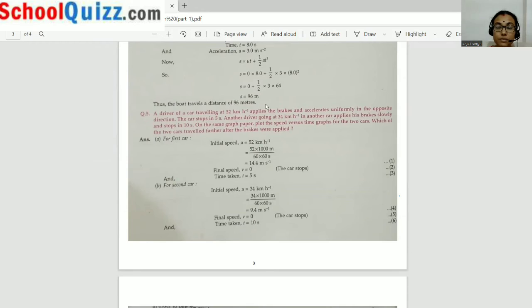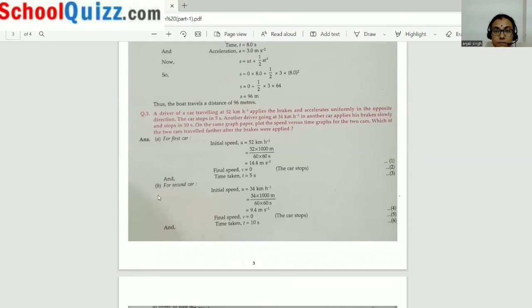A driver of a car traveling 52 km per hour. Okay, so the initial speed is 52 km per hour. That will be kilometer per hour, convert it into meter per second, because here the time is given in the form of seconds. So you have to convert it. So 52 multiplied by 1000 divided by 3600, or you can directly multiply it by 5 by 18. 52 multiplied by 5 by 18. Then also you will get 14.4.